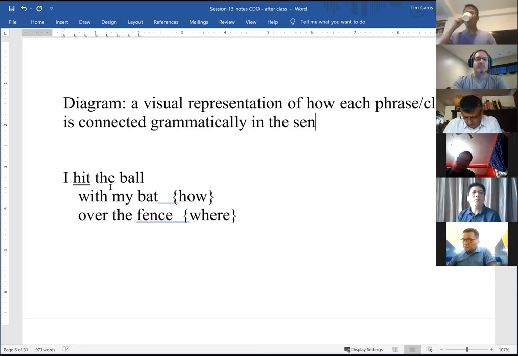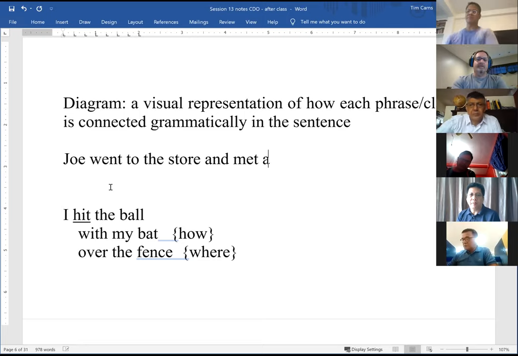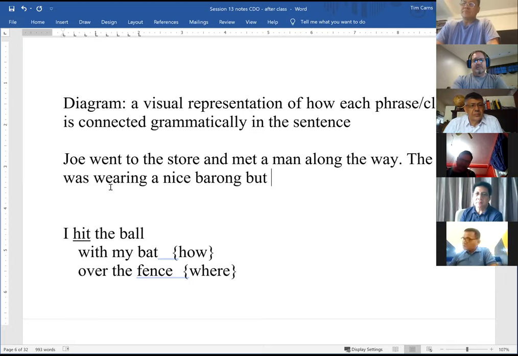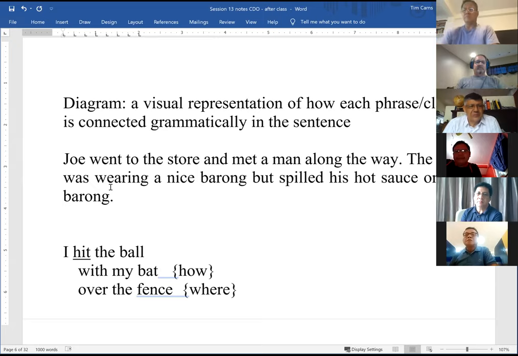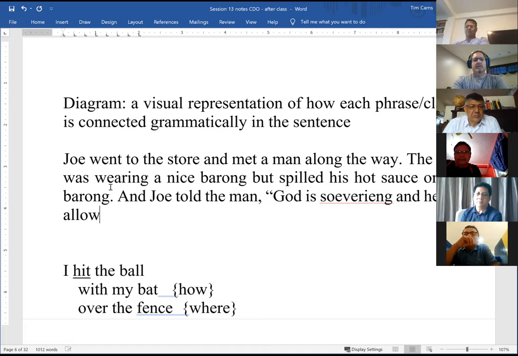And so that's why, when you have a story where it says Joe went to the store and met a man along the way. The man was wearing a nice barong, but spilled his hot sauce on his barong. Now, I'm not going to diagram this. There's no doctrinal truth buried within these sentences. But if there was something like, and Joe told the man, God is sovereign, and he has allowed you to stain your shirt.